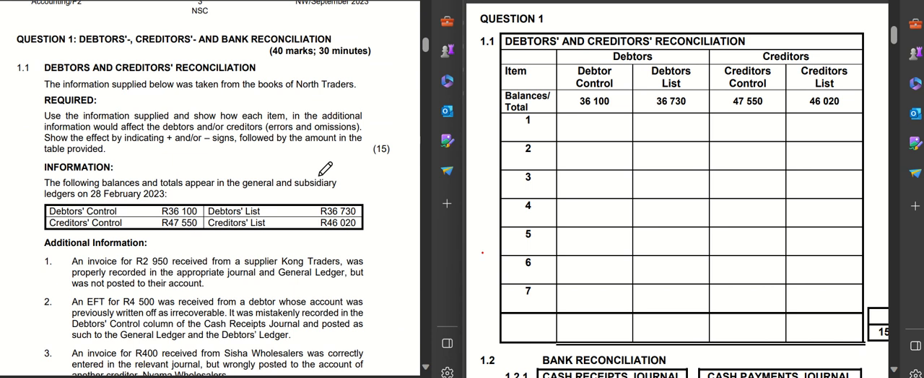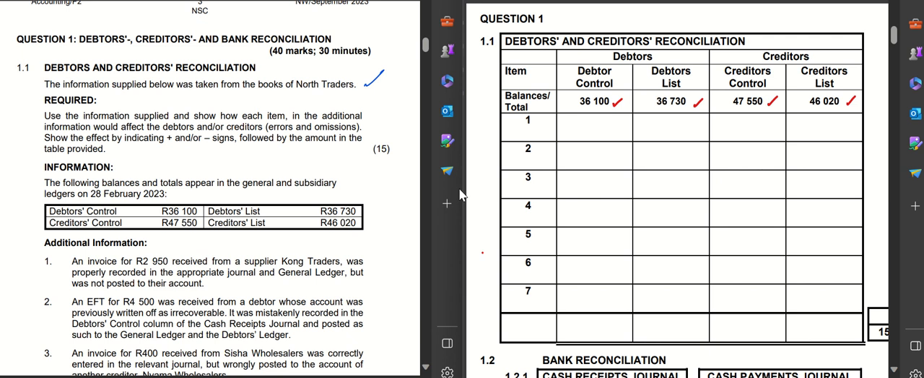It reads, the information supplied below was taken from the books of North Traders. Use the information supplied and show how each item in the additional information would affect the debtors and the creditors, that is the errors and omissions. Show the effect by indicating a plus or a minus sign, followed by the amount in the table provided. The following balances and totals appeared in the general and subsidiary ledgers on 28 February 2023. So the totals were already put in for us here. Very important, once again, remember to add them as you go down.